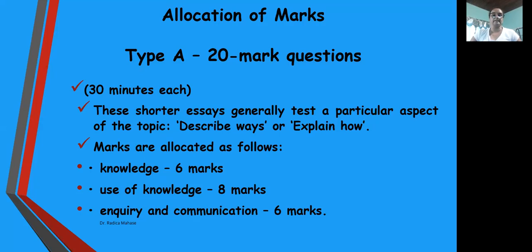These shorter essays generally test a particular aspect of the syllabus of the topic. So you might see these essays starting with "describe ways" or "explain how." And marks are allocated as follows: 6 marks for knowledge, 8 marks for use of knowledge, and 6 marks for inquiry and communication.